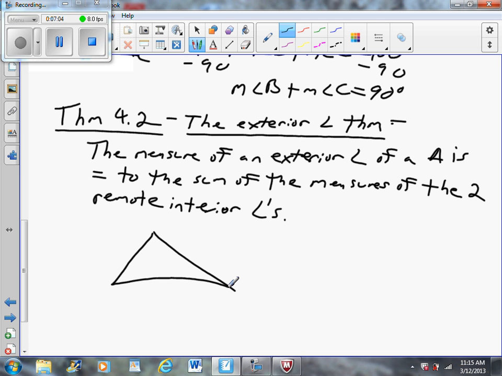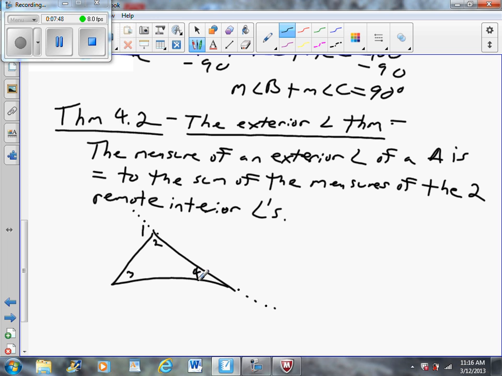If I consider this side right here, it continues on here, and this line will form an angle right here that we'll call angle 1. Angle 1 is an exterior angle to the triangle. The angles inside the triangle I'll call 2, 3, and 4 for right now. Angle 1 is my exterior angle. The two remote interior angles are the two non-adjacent angles to it. Angle 2 is adjacent to angle 1, and 3 and 4 are non-adjacent. They're referred to as remote interior angles.